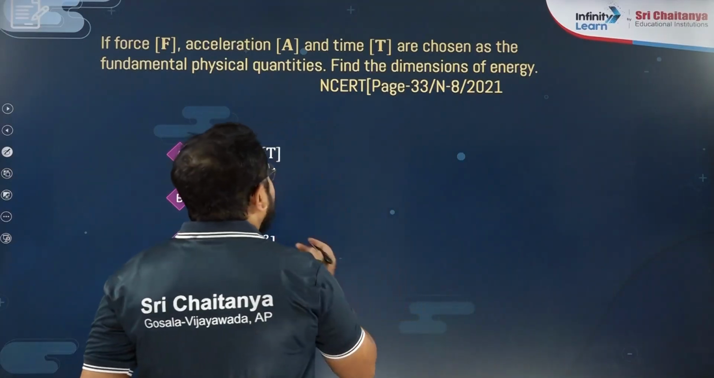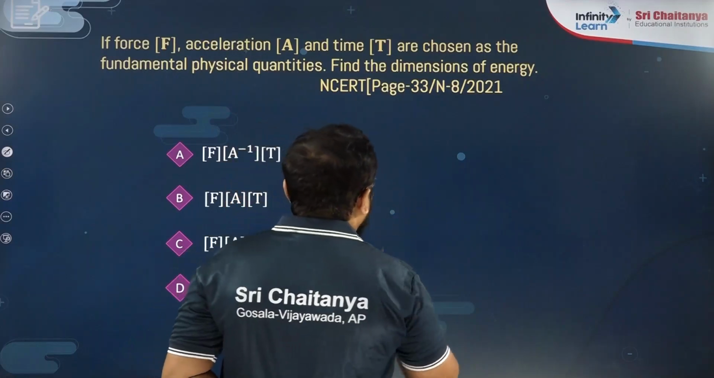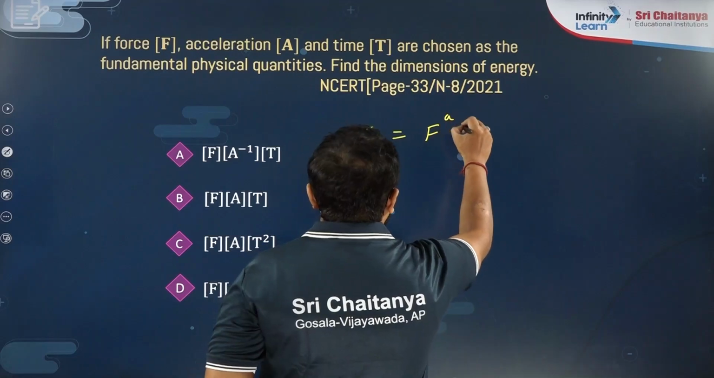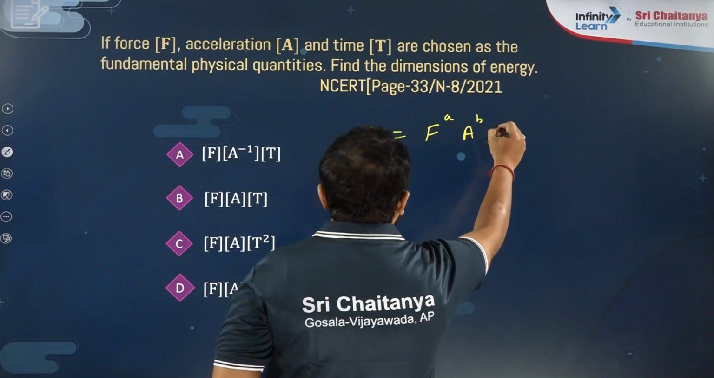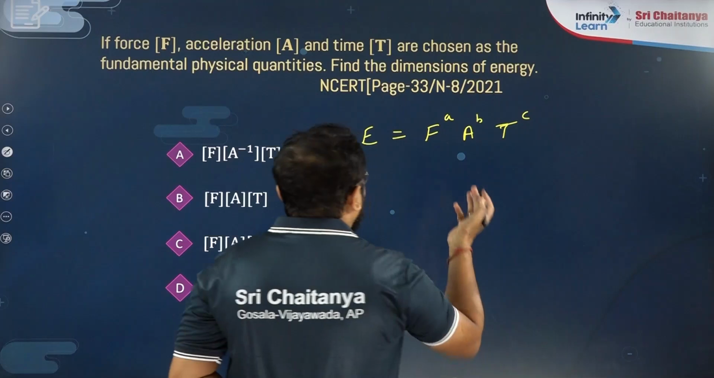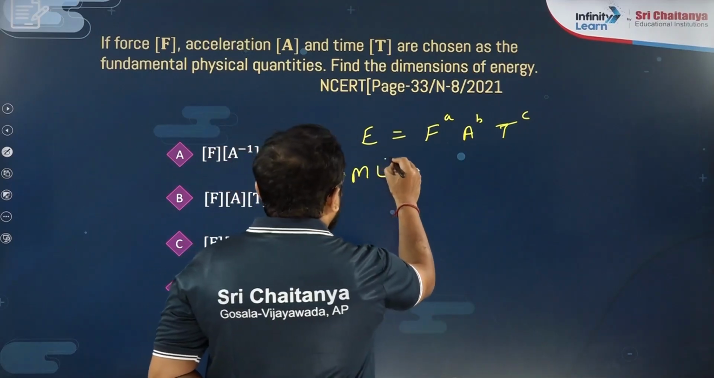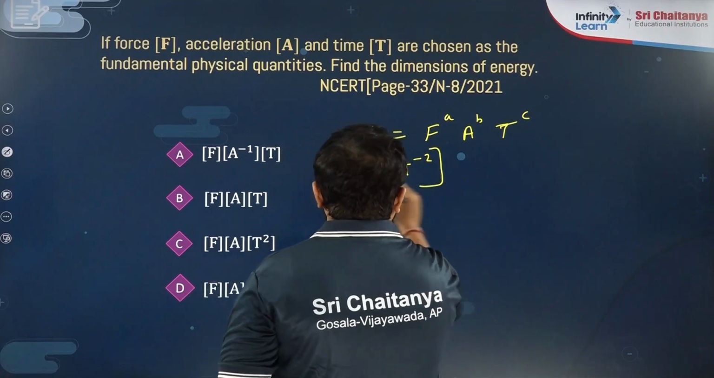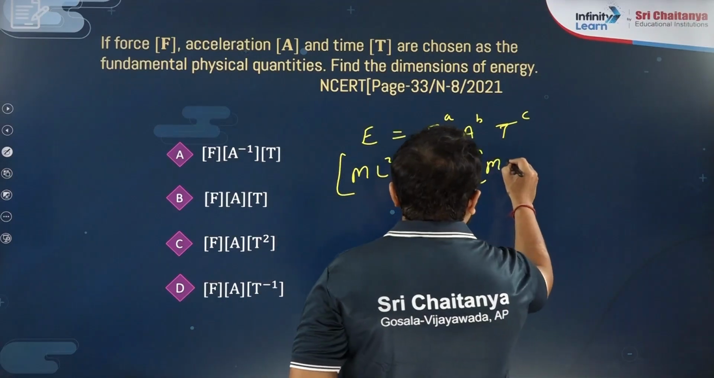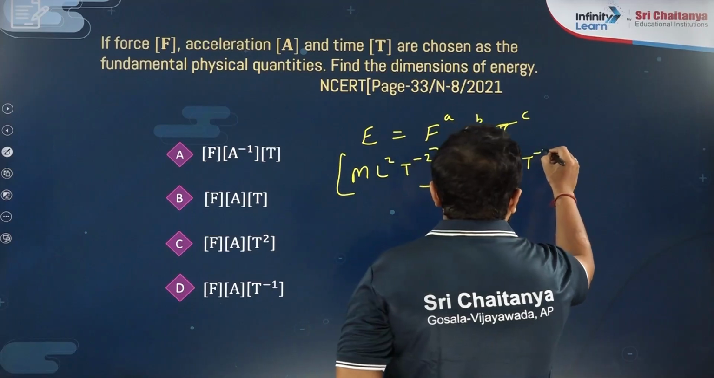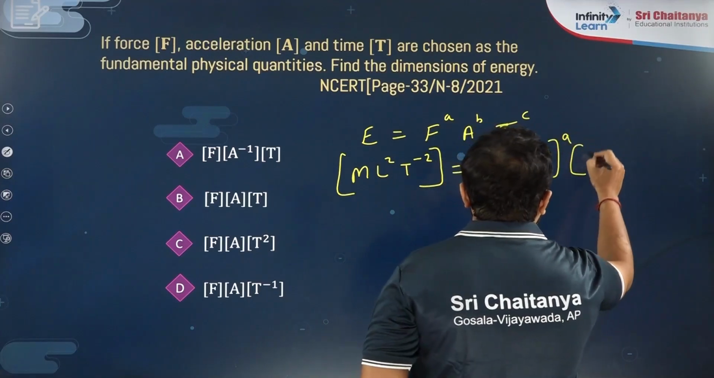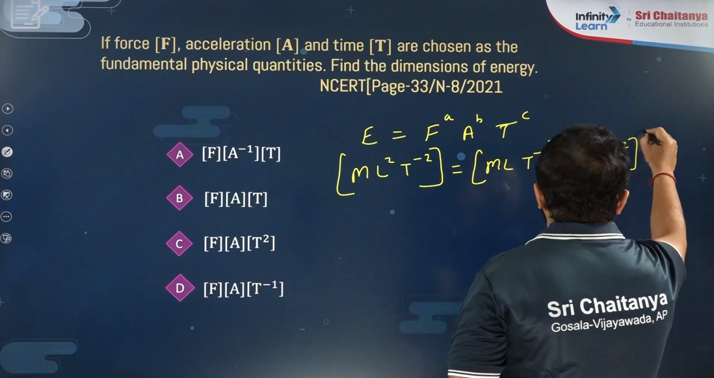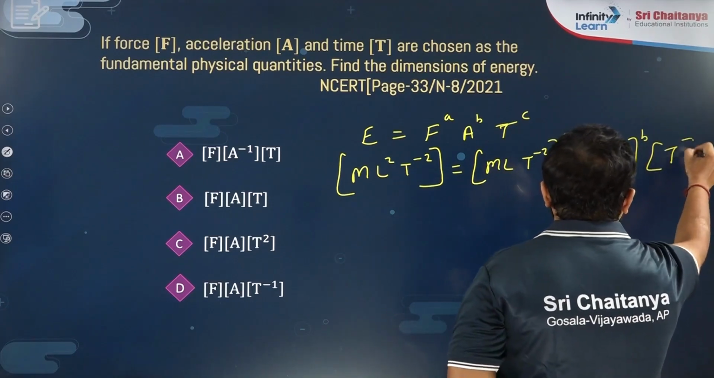Force, acceleration and time are chosen as the fundamental quantities; find the dimension of energy. So energy equals force to the power a, acceleration to the power b, time to the power c. You have studied this in your regular classes. The dimension of energy is ML²T⁻². Here the force dimension will be MLT⁻² to the power a, acceleration will be LT⁻² to the power b, and time will be T.